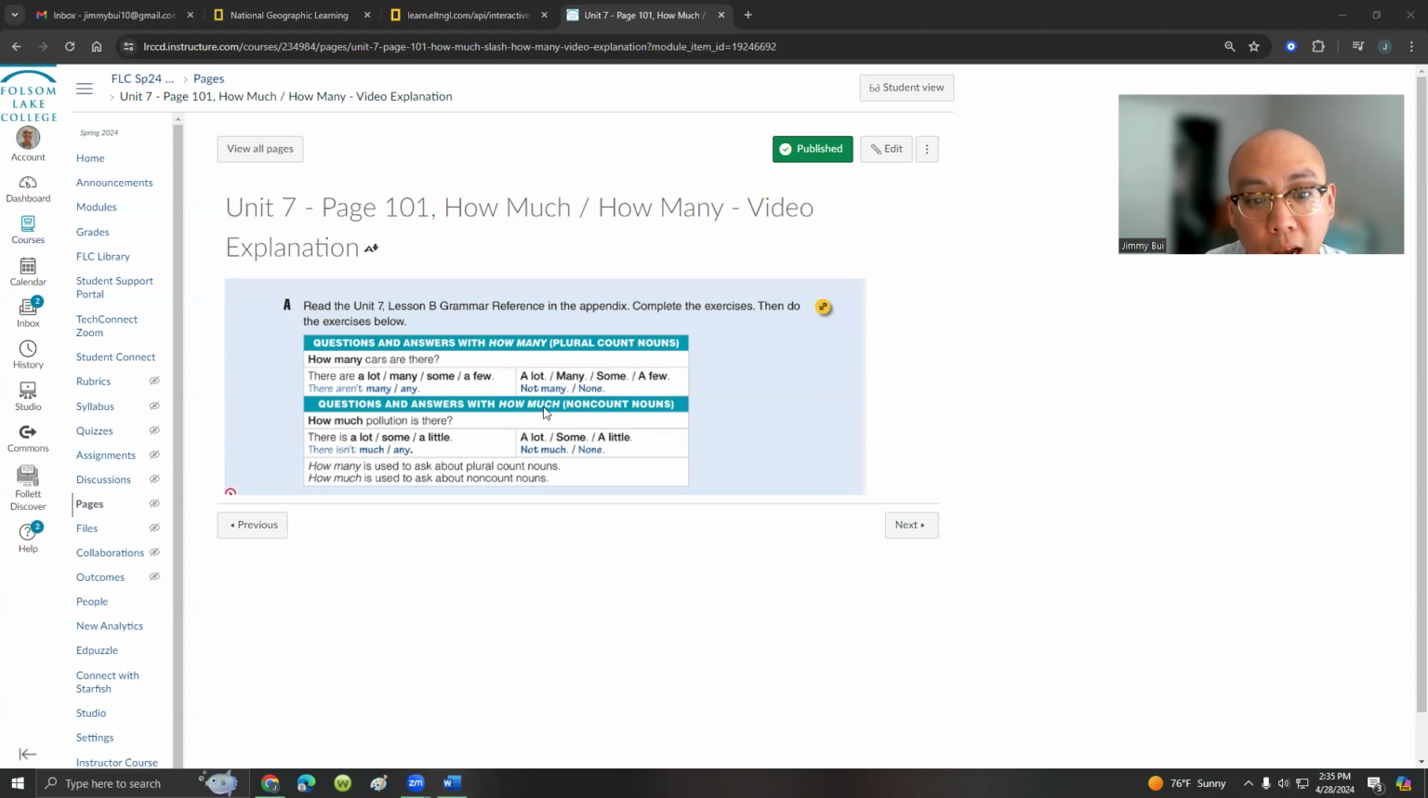Questions and answers with how much and non-count nouns. How much pollution is there? For a long answer: there is a lot, there is some, there is a little. There isn't much, there isn't any. For short answers: a lot, some, a little, not much, none. How many is used to ask about plural count nouns. How much is used to ask about non-count nouns.